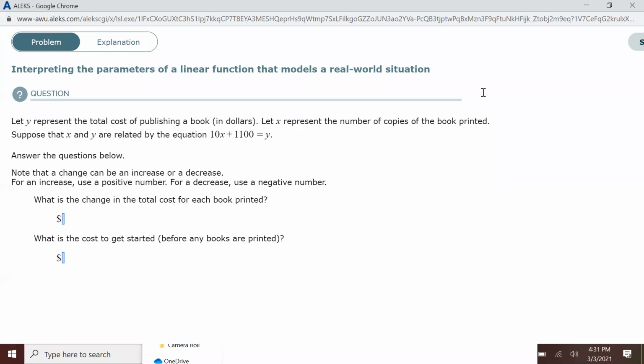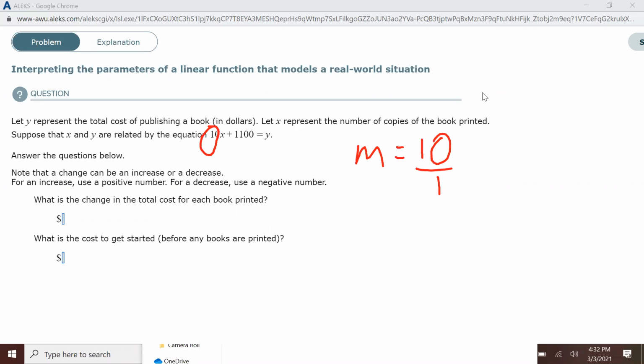This problem really helps to motivate our understanding of slope and y-intercept. What is the change in the total cost for each book printed? Whenever we talk about a ratio or the change of things happening, we are talking about the slope. The slope in this problem is 10, or 10/1.